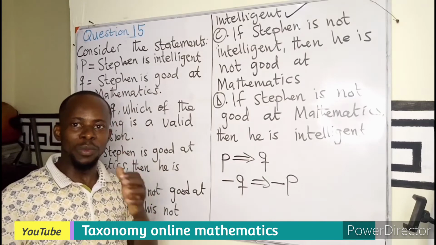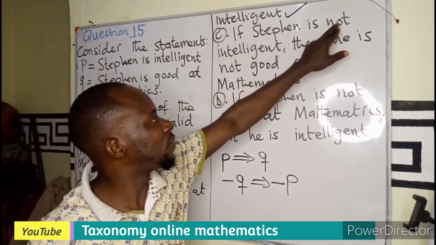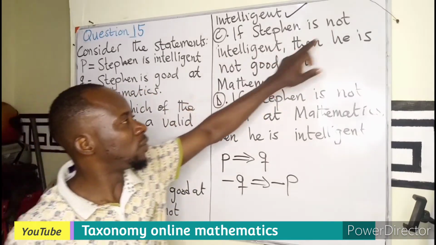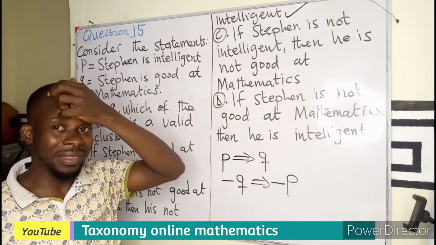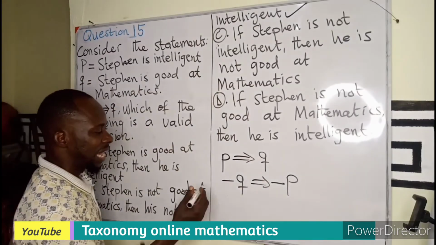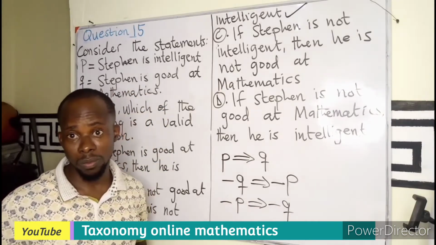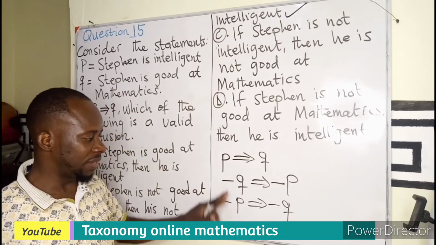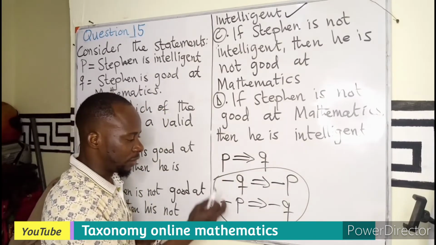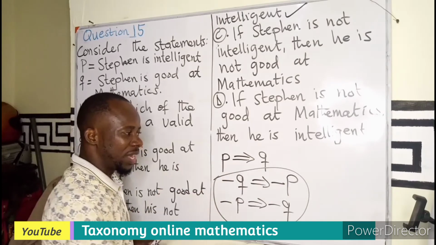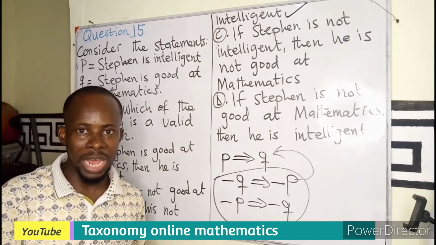All right, somebody will say we have taken the answer too soon. Let's see what C will say. If Stephen is not intelligent, then he is not good at mathematics. This statement says we have negation of P implies negation of Q, which is never true. These statements are not equivalent. It is only the contrapositive that is equivalent to the original. So C is also not our option.